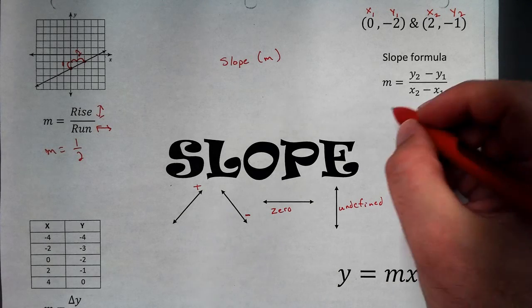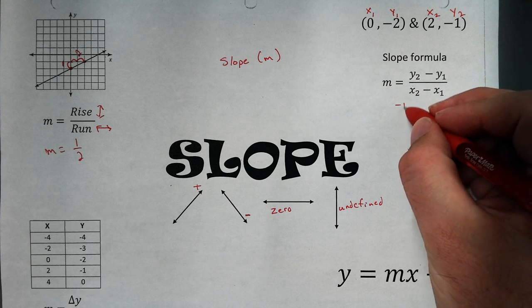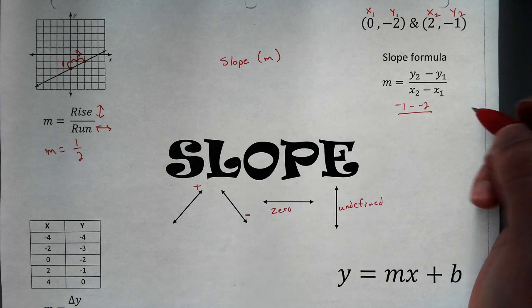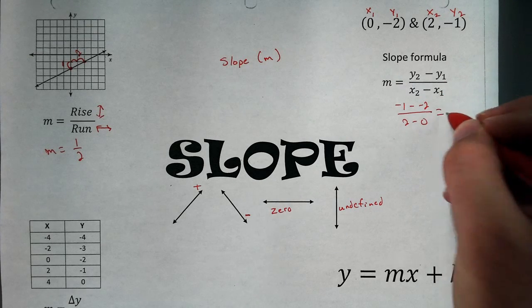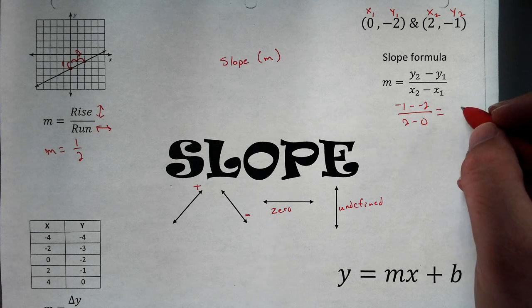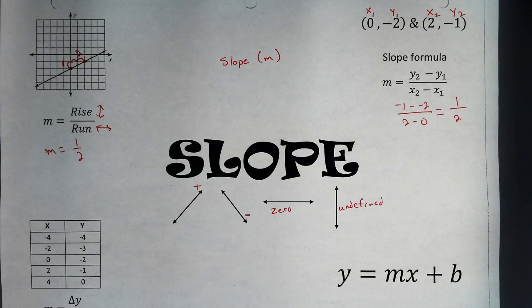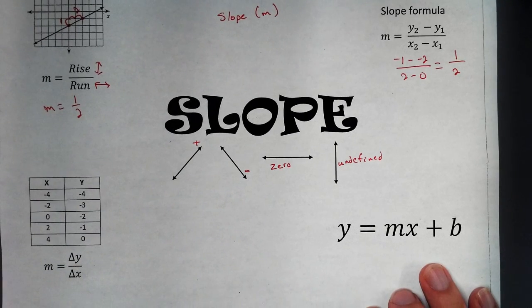Now what we're going to do is plug them in. So y2 minus y1, negative 1 minus negative 2, over x2 minus x1, 2 minus 0. That comes out to positive 1 over 2. Now, going to the bottom.